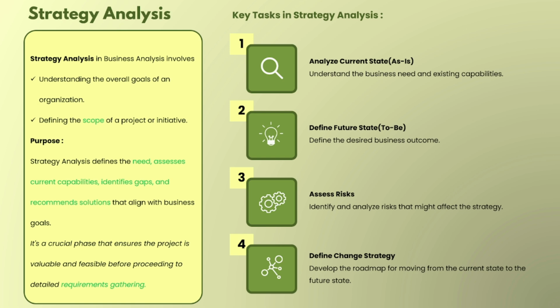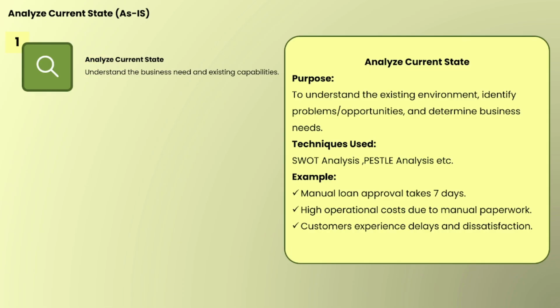Now let's explore how strategy analysis works. As we discussed, first task is analyze current state, that is as is. The purpose of as is is to understand the existing environment, which means to analyze how things currently work to get a clear picture of the system.